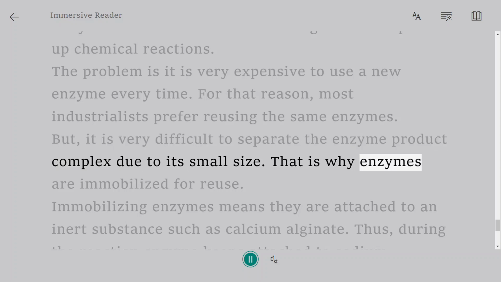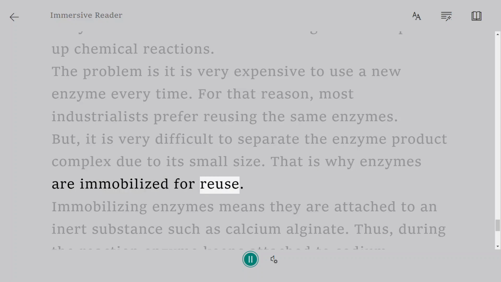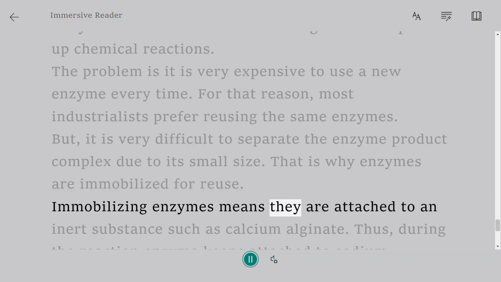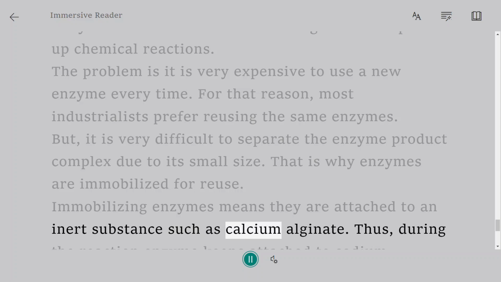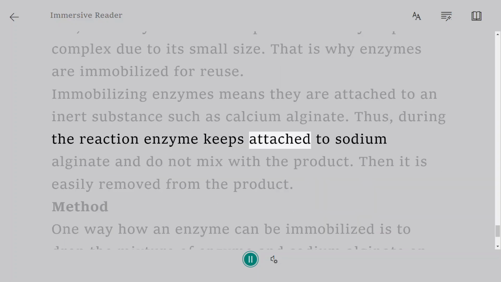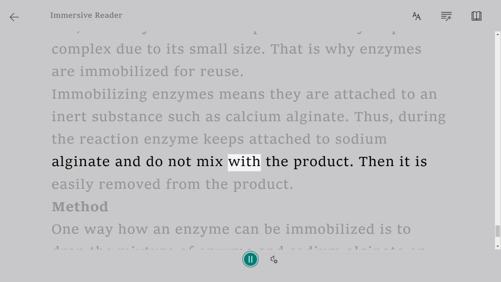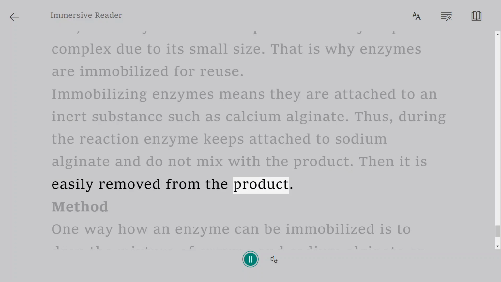That is why enzymes are immobilized for reuse. Immobilizing enzymes means they are attached to an inert substance such as calcium alginate. Thus, during the reaction, the enzyme stays attached to the alginate and does not mix with the product. Then it is easily removed from the product.